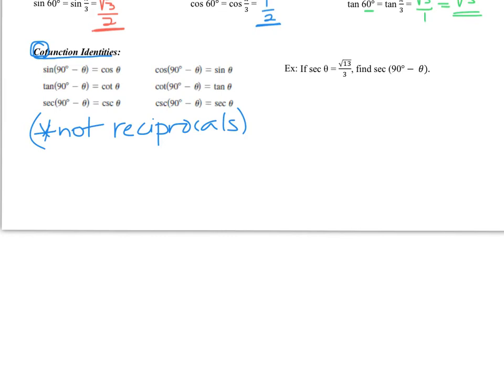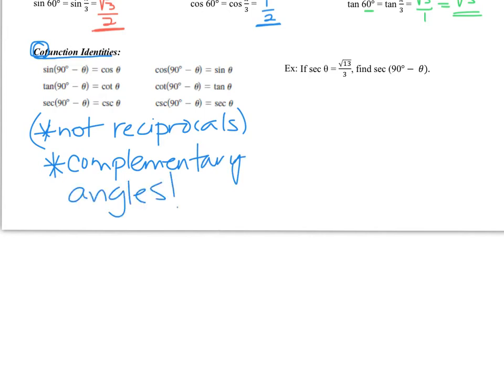Co-function identities represent complementary kind of grouping. So remember from 6.1, complementary means angles that add up to 90 degrees. So they represent complementary angles. Here's an example. Sine of 90 minus theta. So that means the complement for one value is going to be equal to the cosine. And that matched up above.